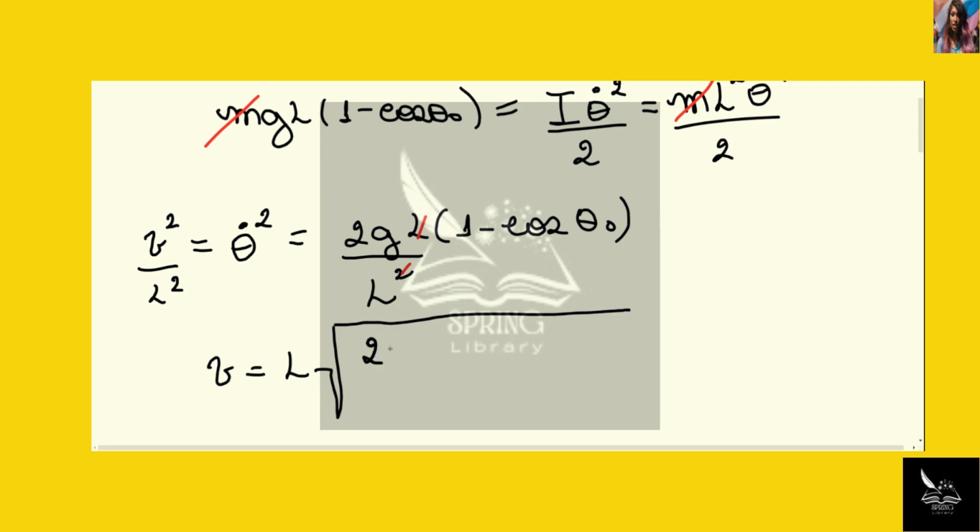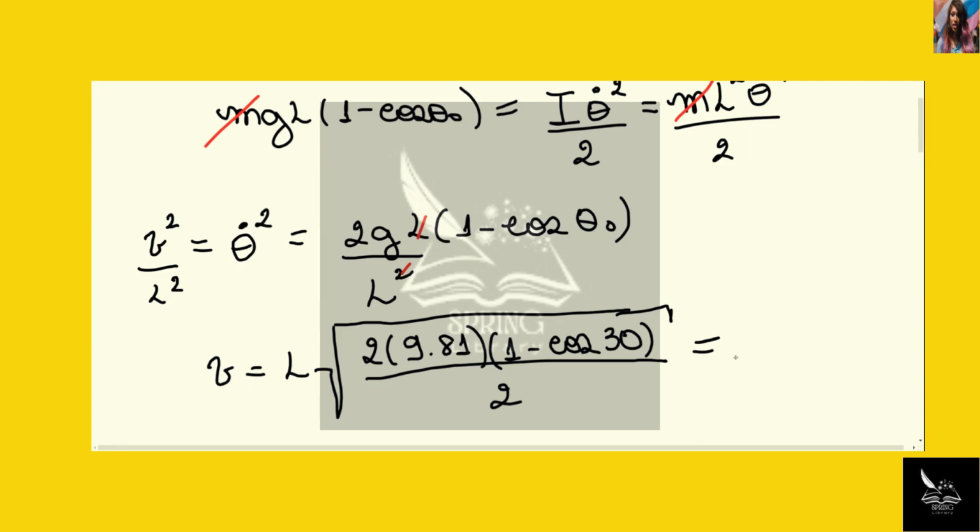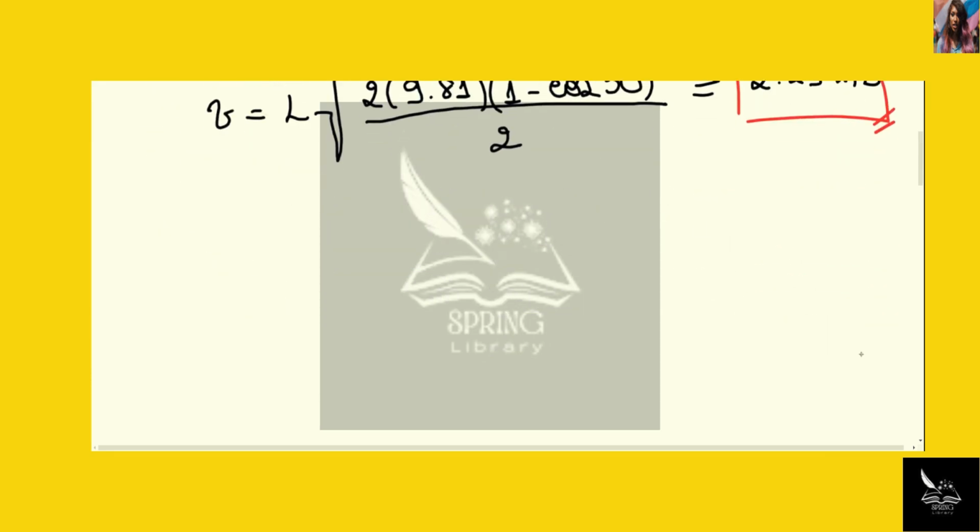So 2g, which is 9.81, times 1 minus cosine of 30 degrees, divided by the length of the wire, which is 2 meters. Doing this calculation, we find that the velocity at the bottom for the ball in the pendulum is 2.29 meters per second. Now, question B.